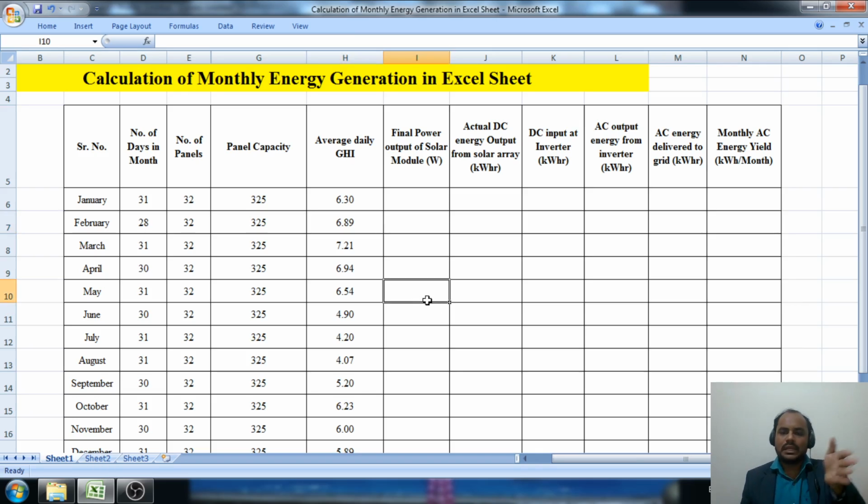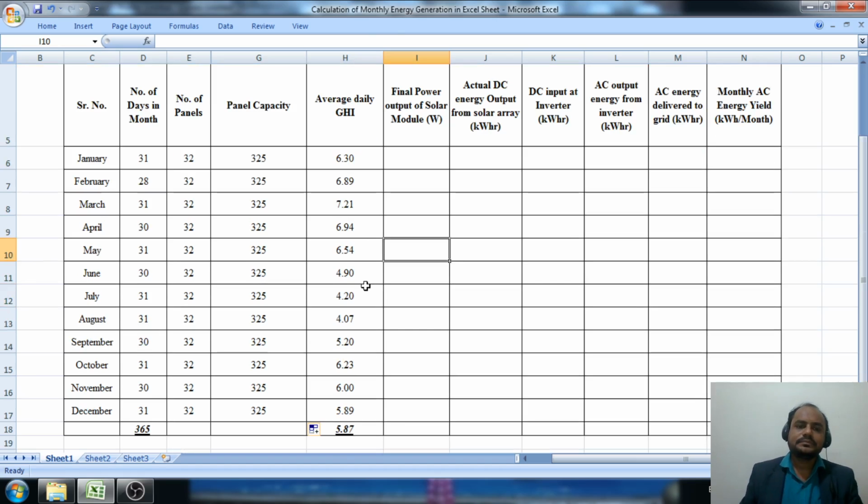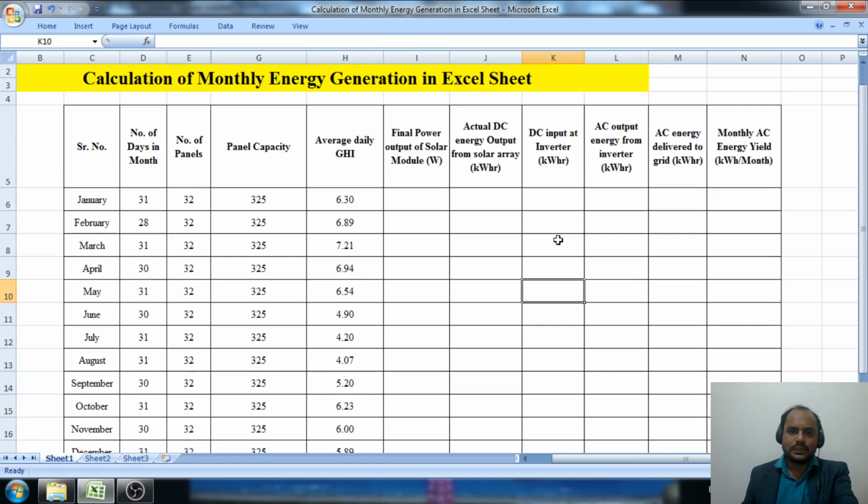Every month at a particular location, the GHI value falling on the site changes, from site to site and day by day. Just note down these values for the subsequent calculations. Basically take an average of it. The average we get is 5.87 kilowatt hour per meter square per day. The unit of GHI is kilowatt hour per meter square per day. According to that, we can do the subsequent calculation in the Excel sheet.